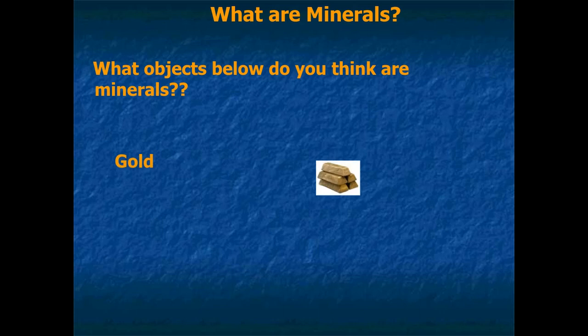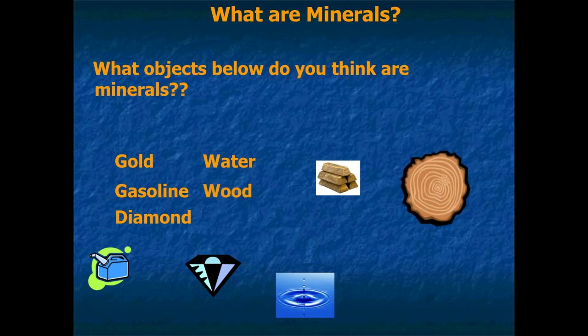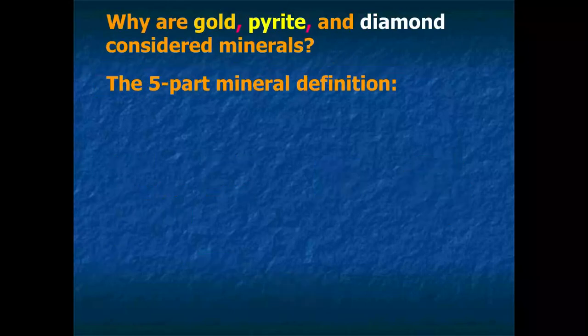So we have some gold. There's some gasoline there at the lower part of your screen, a diamond, liquid water, and a piece of wood. So we need to decide then which of the following objects, gold, gasoline, diamond, water, or wood, is in fact a mineral.